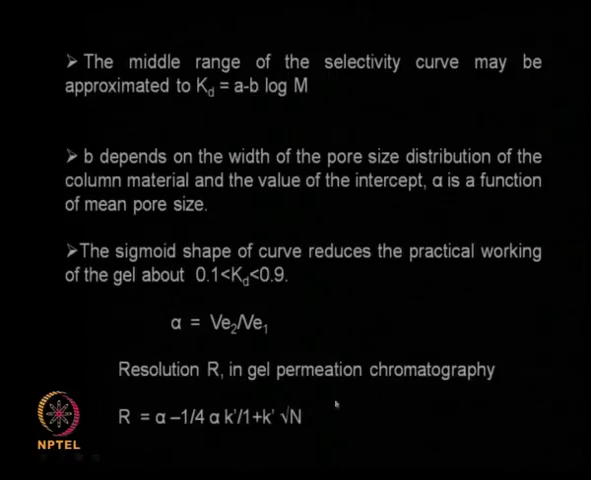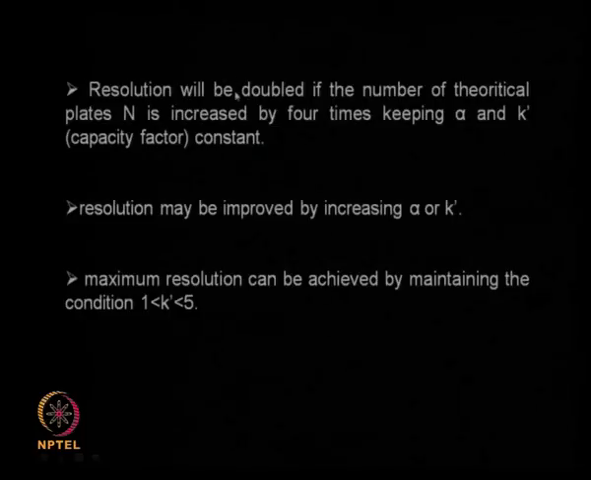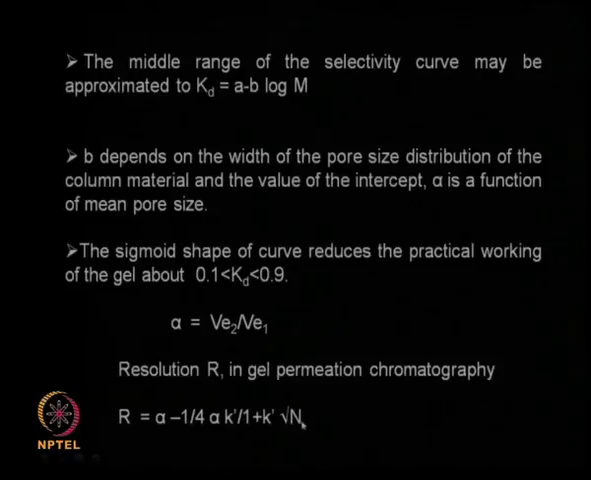Now there is a parameter called resolution. If you have two components, the resolution is the separation of the peaks of these two components. Now this resolution is given by this particular relationship, alpha minus 1 by 4 alpha, k dash by k dash plus 1, times square root of n, okay. So resolution will be doubled if the number of theoretical plates n is increased by 4 times, because you have a square root of n, where n is the number of theoretical plates, okay.